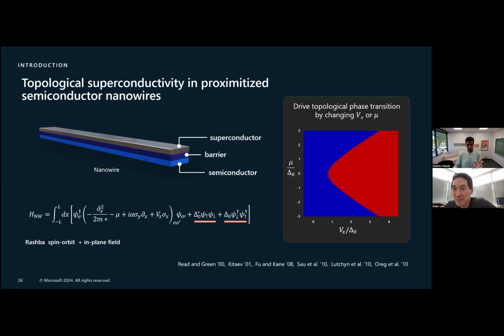Now, it's more subtle for reasons that I'll explain, because there may be accidental reasons why there might be zero energy states, even in the trivial phase. So you've got to be careful about that. The second thing is, if you recall, phase transitions involve these discontinuous changes. So as I go from blue to red here, that boundary is a phase transition point where something changes.